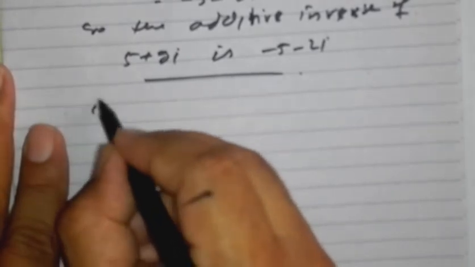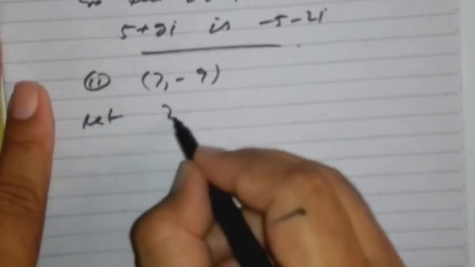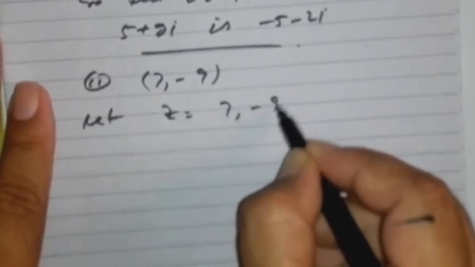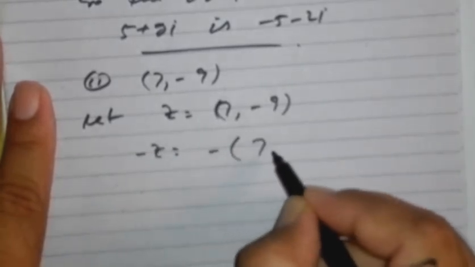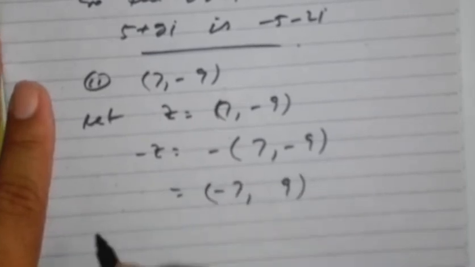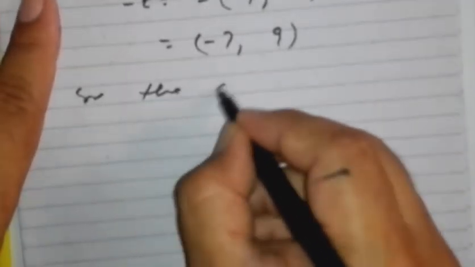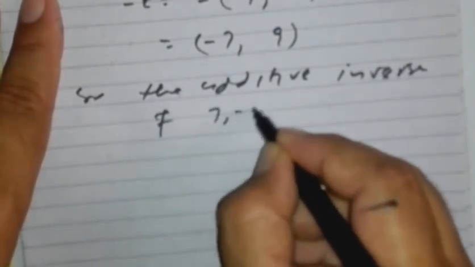Similarly, find the additive inverse of 7 minus 9. Let z equals 7 minus 9. So minus z equals minus 7 minus 9, which equals minus 7 plus 9. So the additive inverse of 7 minus 9 is minus 7 plus 9.